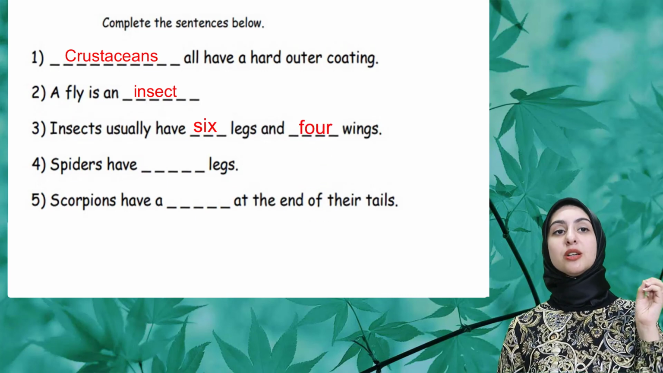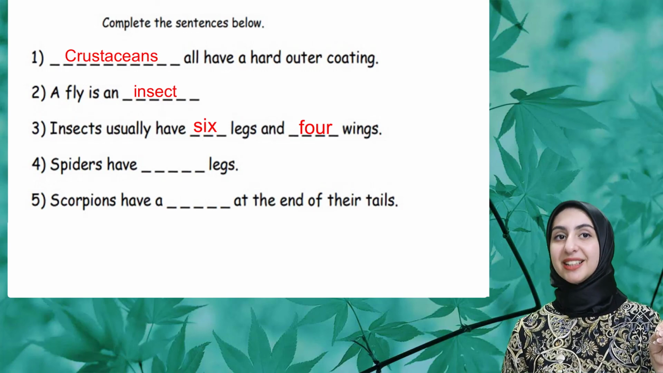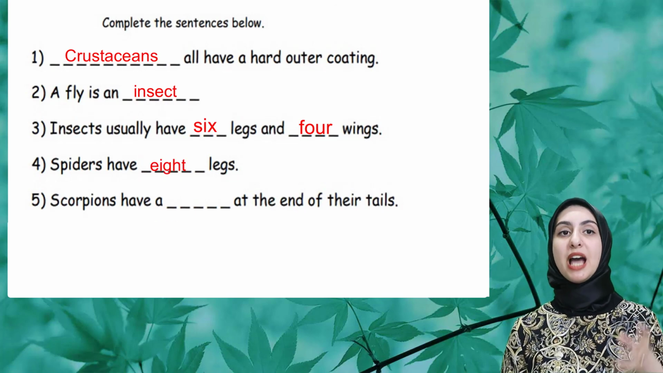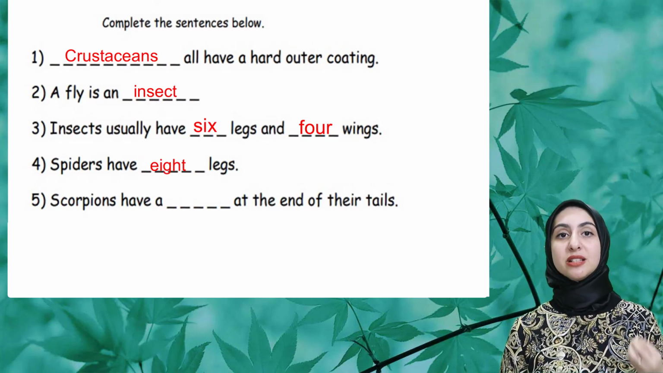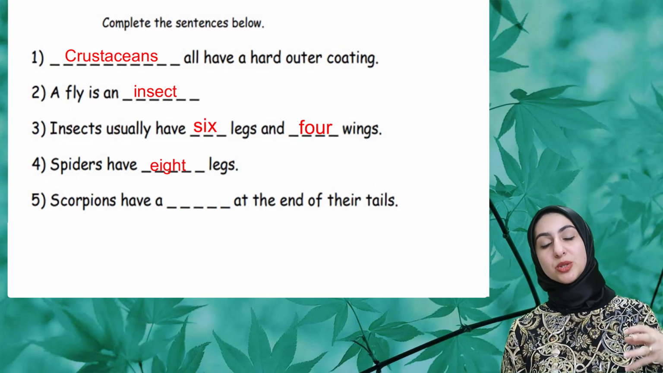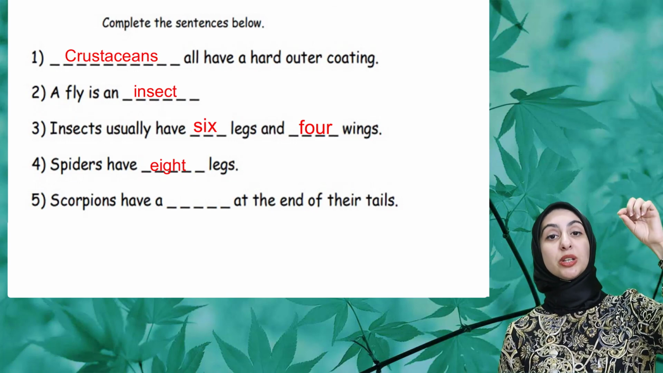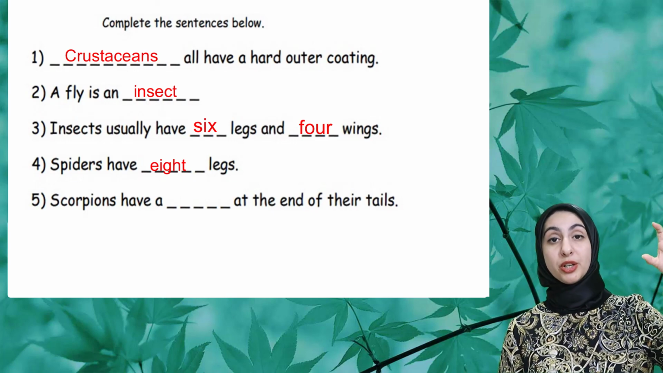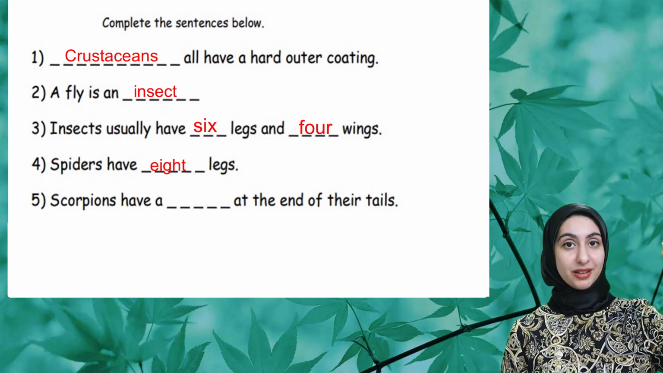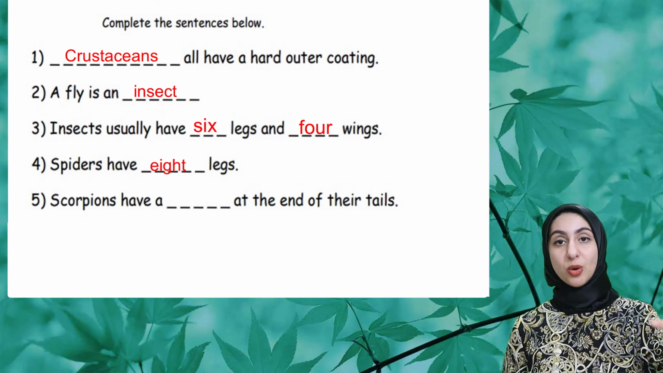Question number 4, spiders have how many legs? Yes, 8 legs. Question 5, scorpions have what at the end of their tail? Usually scorpions have something at the end of their tails which is so sharp. Do you know its name? Yes, sting. It's called a sting.